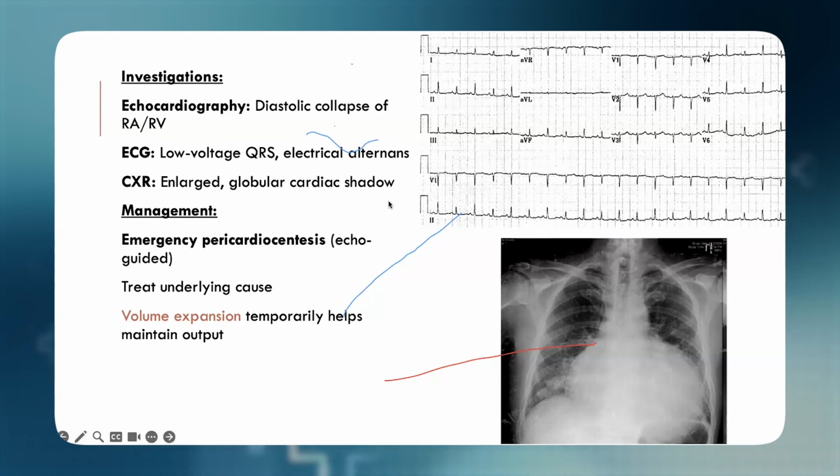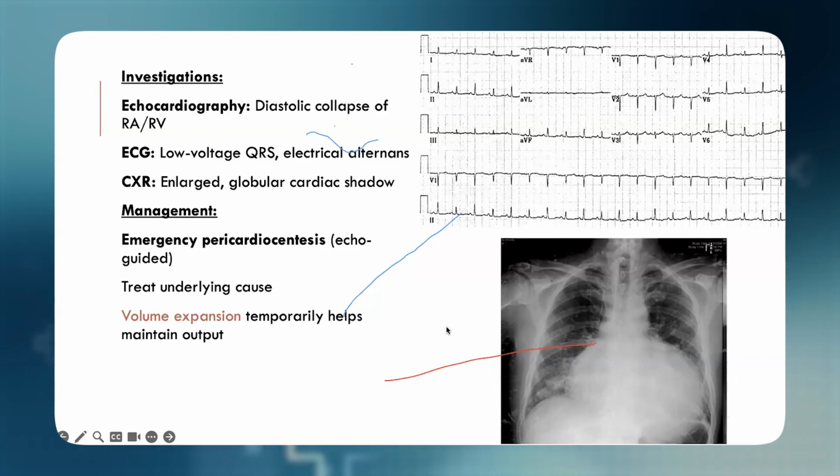in cardiac tamponade. Chest X-ray, enlarged cardiac shadow, and there can be other stigmata of disease. Can be signs of heart failure, then can be lung nodules which will suggest malignancy, etc. But heart will look globular like this.